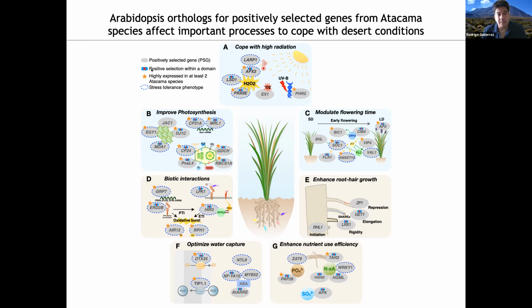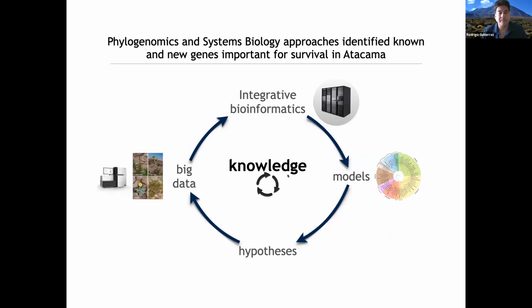In some cases, the positive selection is within the domain, which is indicated with this blue bar with the red dot. Many of these are also highly expressed in at least 2 of the Atacama species. And these dotted lines indicate stress tolerance phenotype that has been characterized in Arabidopsis either by mutants or overexpressors.